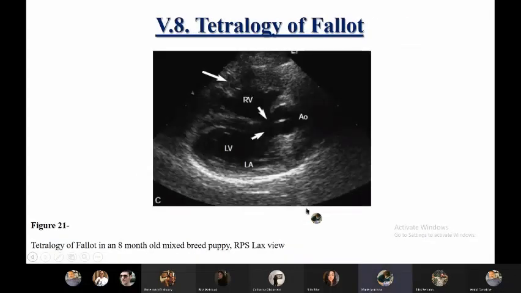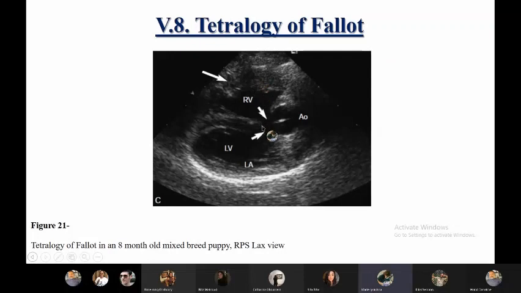And finally, probably the most interesting congenital abnormality that could be discussed is Tetralogy of Fallot. So it's an array of other congenital abnormalities. Its pathognomonic four components are pulmonic stenosis, interventricular septal defect, an overriding or dislocated aorta, and a right ventricular hypertrophy, so right heart hypertrophy. This is an image from an 8-month-old mixed breed puppy using the right parasternal long axis view.